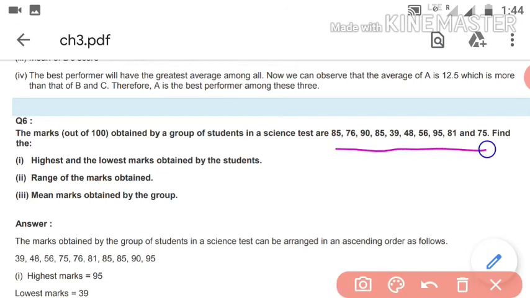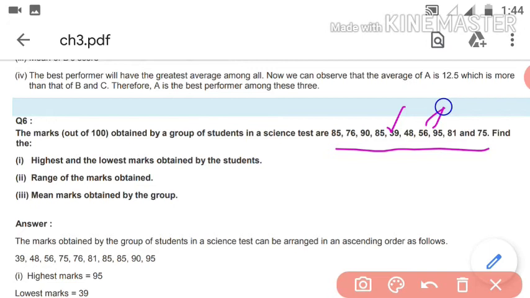So from this table, from this figure, you can see which is highest, isn't it? So highest will be what? 95. And which one will be the lowest one? Lowest also you can say from here it will be how much? 39. So 39 is the lowest and 95 is highest.